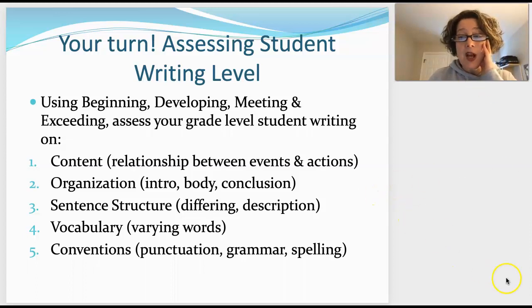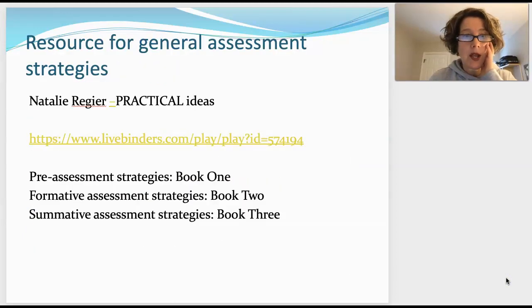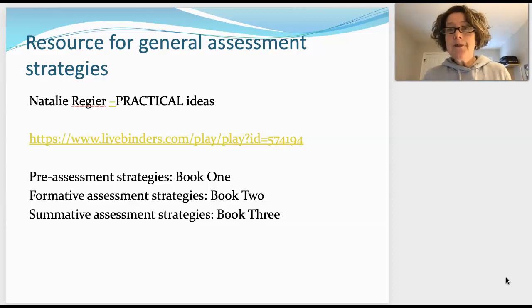So again, I've allotted a fair bit of time of this lecture for you to do this. So have a bit of a go, spend 15, 20 minutes again, figuring out the writing level for your particular grade. Okay. These ones I'm going to leave with you as resources.